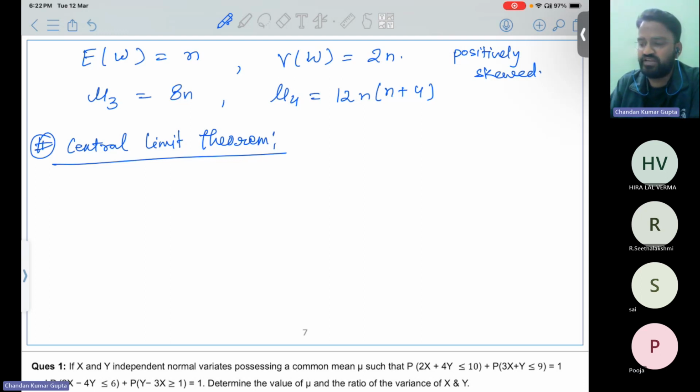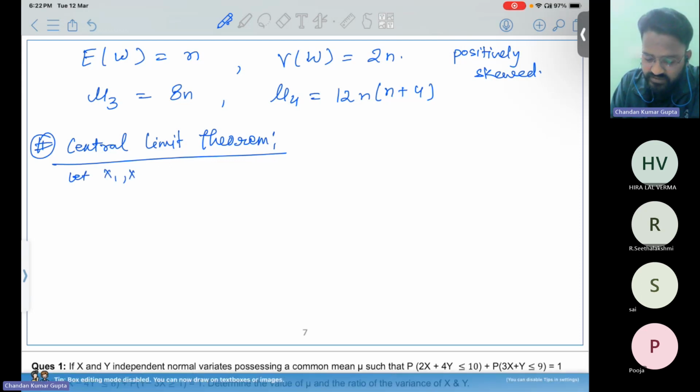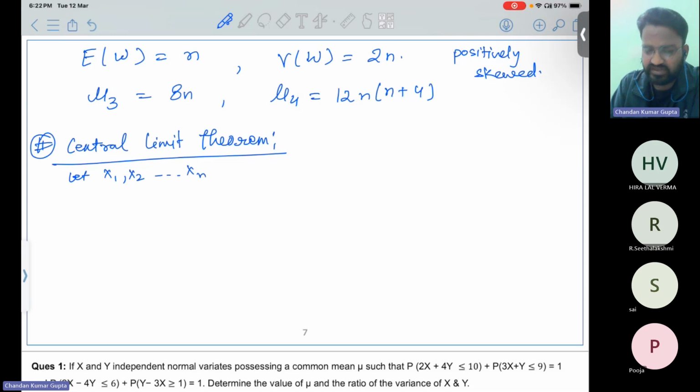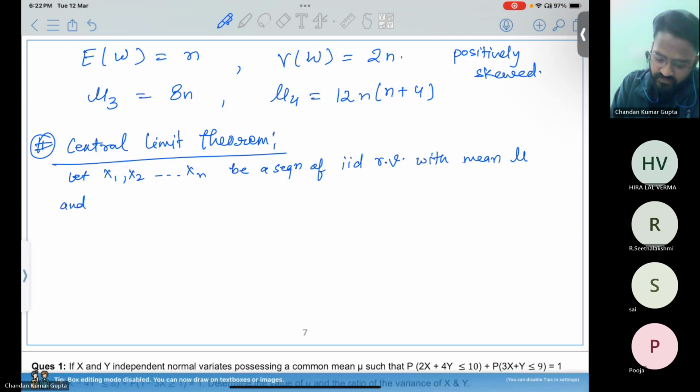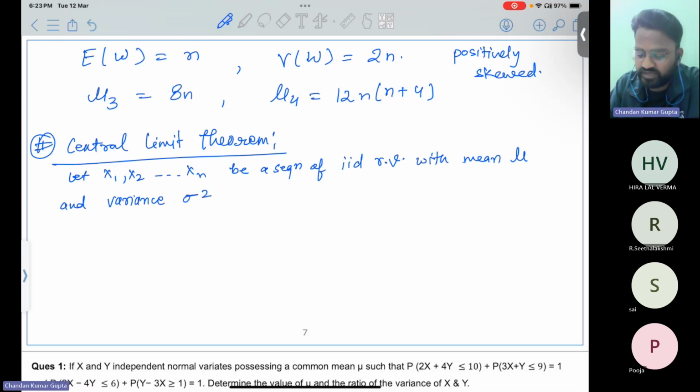Now, central limit theorem. The statement for this theorem is as follows. Let X1, X2 up to Xn, for a large number n, be a sequence of IID random variables with given mean mu and variance sigma square. Suppose we have X1, X2, and Xn. These are IID random variables with mean equal to mu and sigma square as the variance.